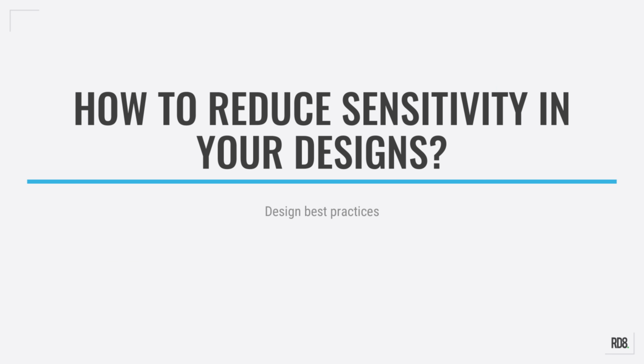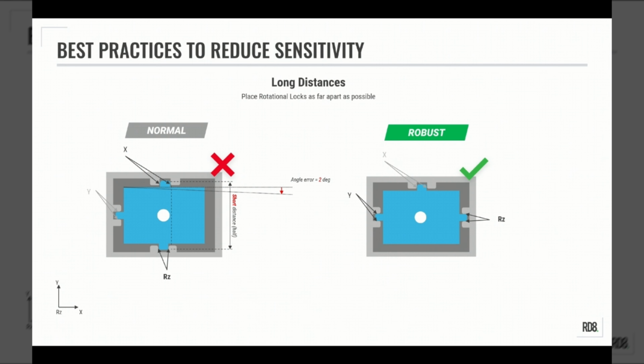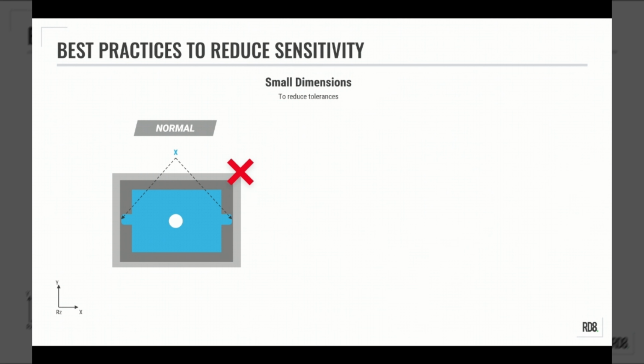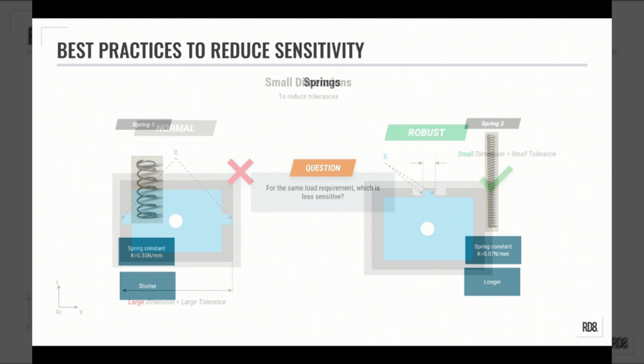Let's highlight some best practices to reduce sensitivity in your next design. First, it's important to position rotational locks as far apart as possible. When these locks are spaced out, the system becomes less sensitive to angular deviations. In other words, the further apart they are, the smaller the angle error becomes, which helps maintain precision and stability in the output. Second, keep dimensions small whenever possible. Larger dimensions require larger tolerances, and larger tolerances introduce more variation. By designing with smaller dimensions, you naturally reduce the amount of variation that can occur, which contributes to a more predictable system.